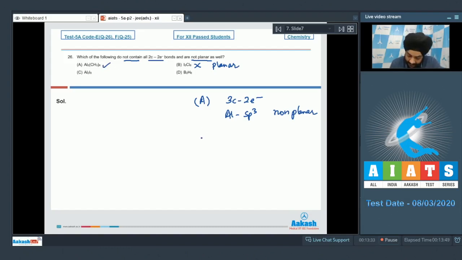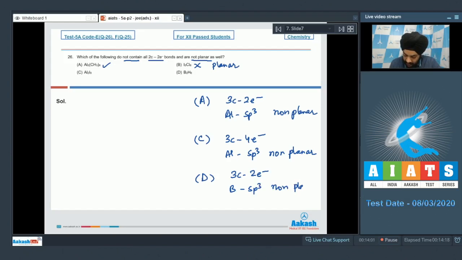If we talk about option C now, we have Al2I6. So Al2I6 has a similar structure to Al2Cl6. There are 3 center 4 electron bonds present and the aluminium is again sp3 hybridized. So this also is non-planar. Lastly, if we talk about the structure of diborane, students, diborane also has 3 center 2 electron bonds like option A, and the boron is sp3 hybridized. This is also non-planar. So students, all of these apart from option B satisfy the condition asked in the question. So for this question, we have to mark the correct answer as option A, C and D.